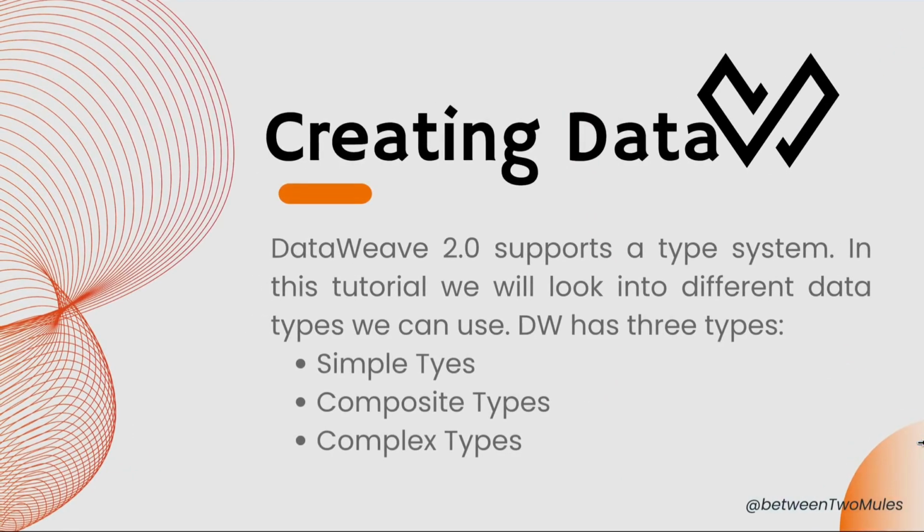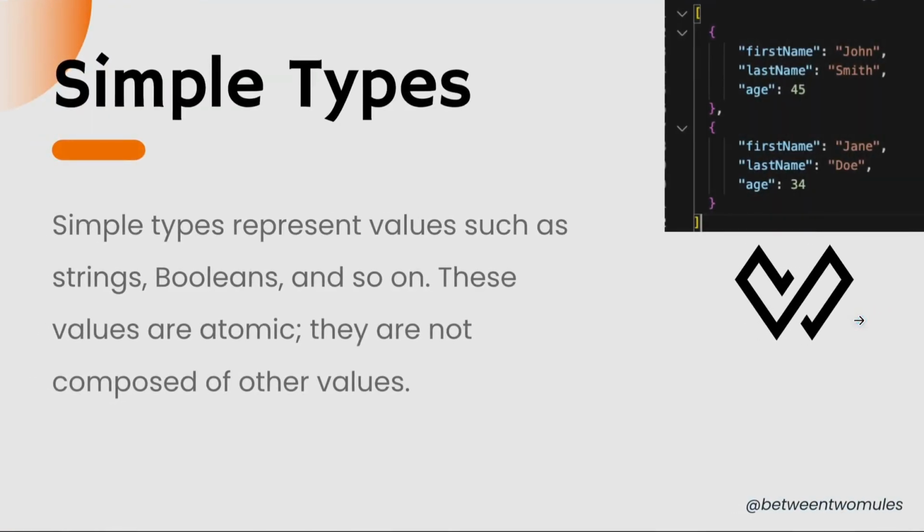Creating data. DataWeave 2.0 supports a type system. In this tutorial, we will look into different data types we can use. DataWeave has three types: simple type, composite types, and complex types. Today, we will discuss simple types. A simple type represents values such as string, boolean, and so on. These values are atomic and they are not composed of other values.